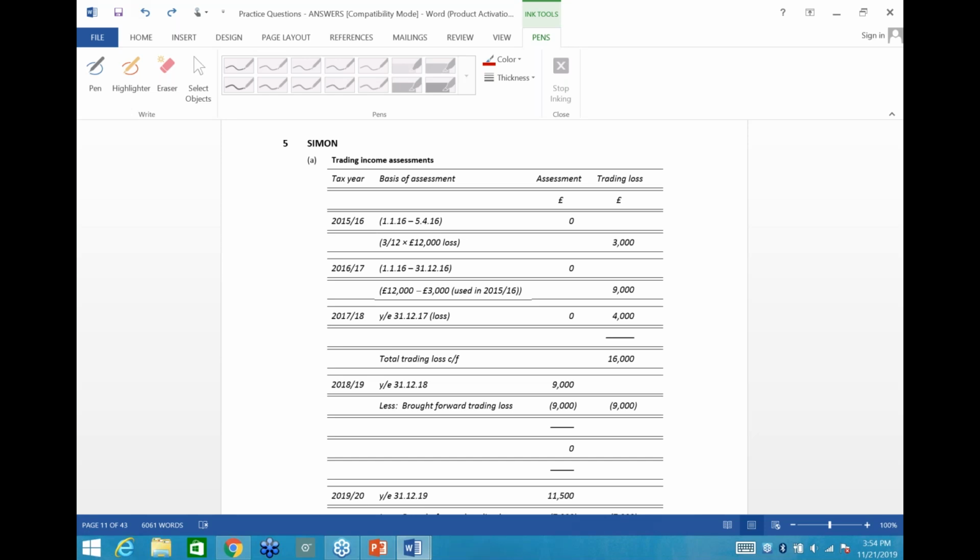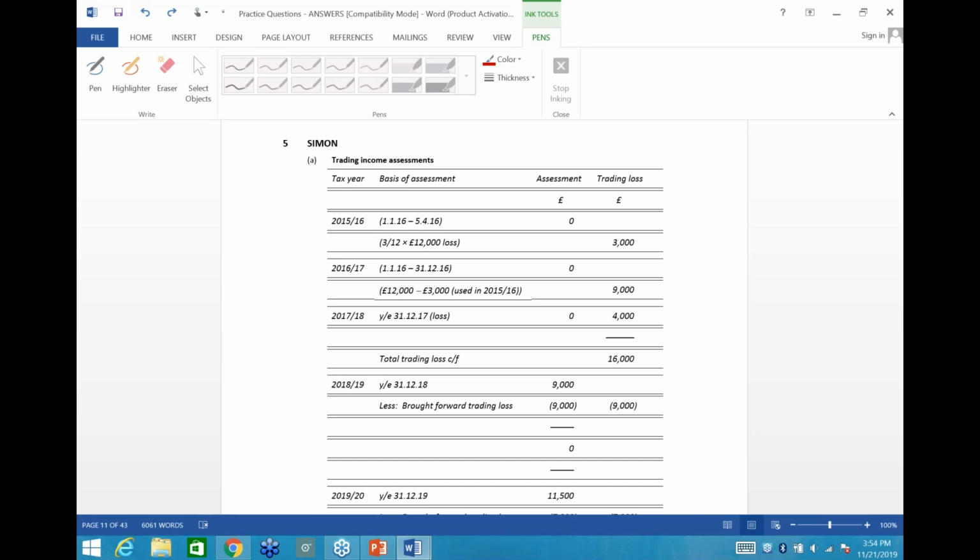You cannot answer this question if you are not familiar with the basis of assessment rules, because basis of assessment rules help you to identify the trading loss or the trading profit relevant to each and every tax year. Without knowing the basis of assessment rules, you can't even think of attempting this question. It's not possible. Therefore, basis of assessment rules and trading losses most of the time go hand in hand.